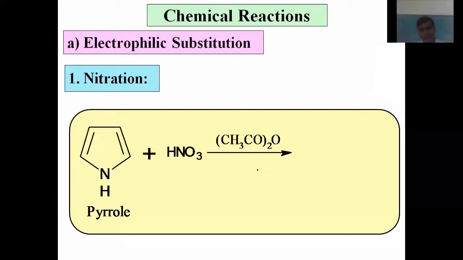Now what happens here? That concentrated HNO3 produces NO2 plus ion, which is the electrophile, and that electrophile attacks on the pyrrole at position 2 and it undergoes electrophilic substitution. There is one hydrogen atom at position 2 and that hydrogen atom is replaced by the electrophile.